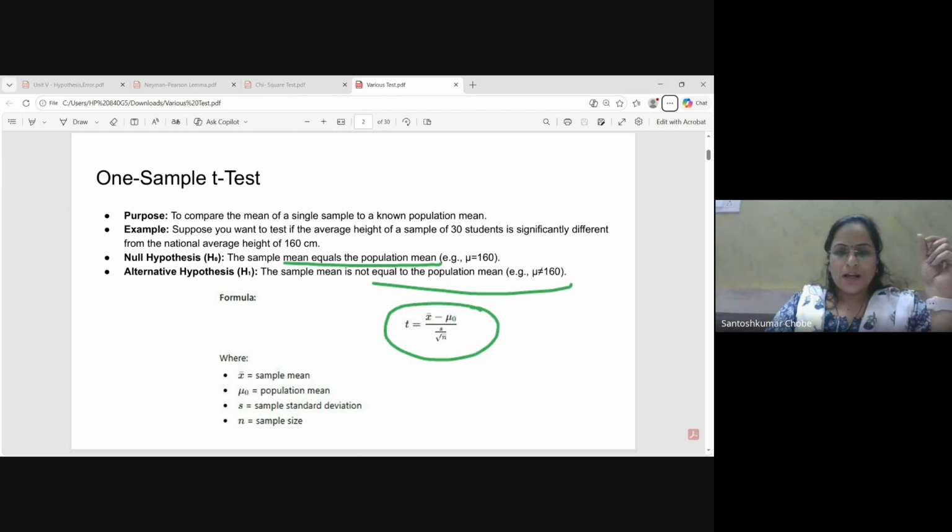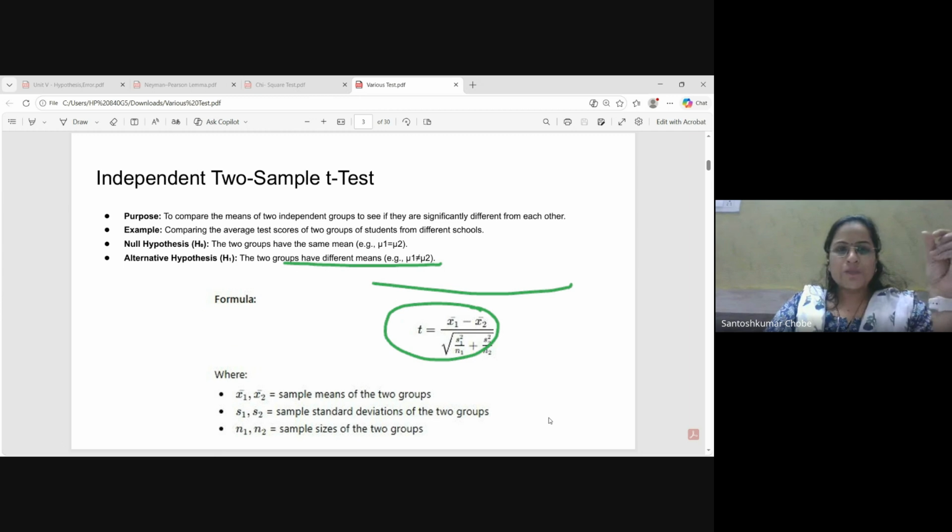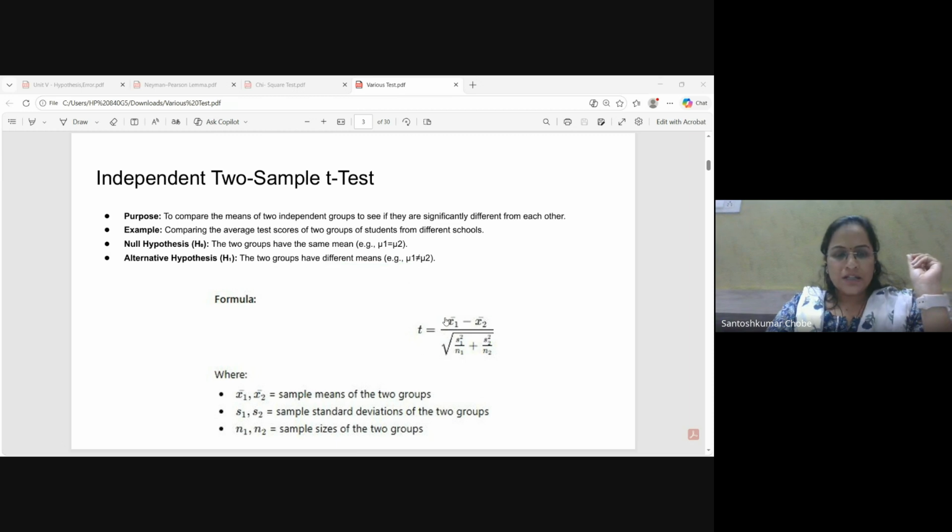Let's move ahead and see the next part. So there is the two sample t-test also. So here I am supposed to compare the mean of two independent groups. Correct? Please remember the role of this two sample t-test is different. What does this two sample t-test do? It compares the mean of two independent groups to see if they are significantly different from each other. The simple example of this is comparing the average test scores of two groups of students from different schools. Correct? So two groups have the same mean or the two groups have different means.